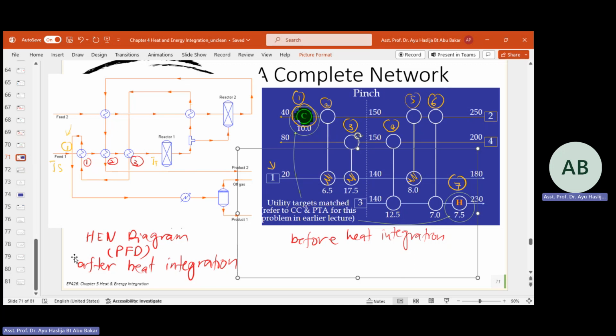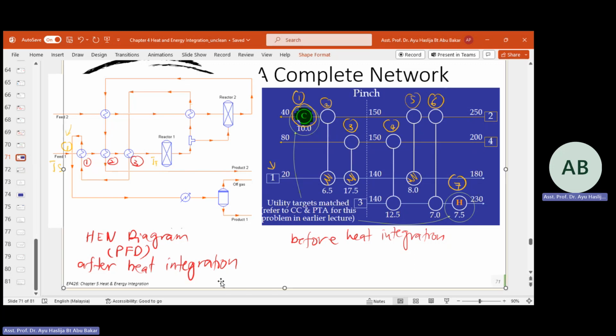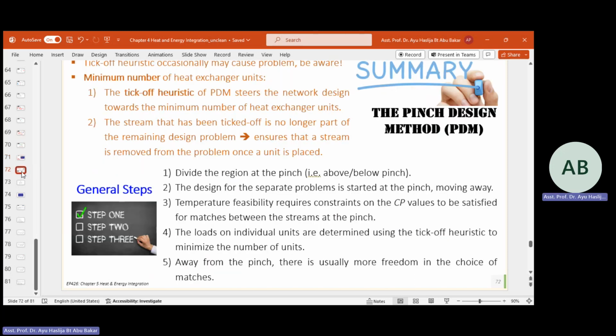Justify. But the heat integration, the heat exchange is possible. You see just now, below pinch, above pinch, there are categories. So you fall in which categories? Justify. The process is the same concept. Okay, heat exchange between hot and cold. That's the main thing.